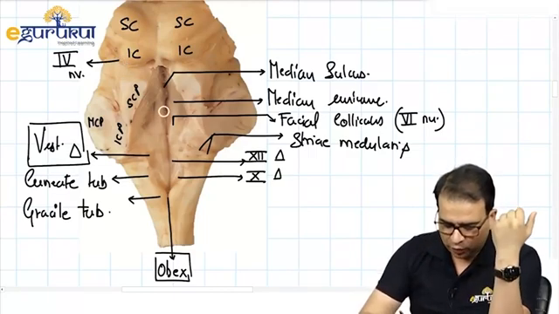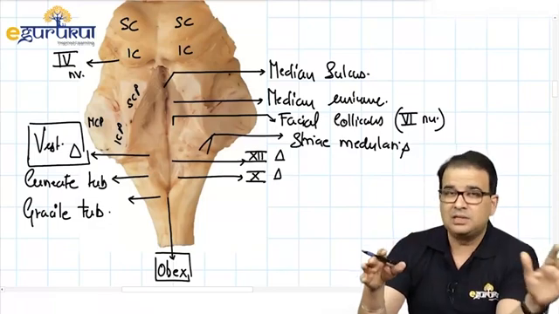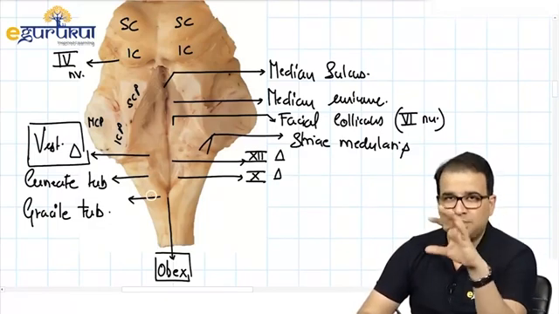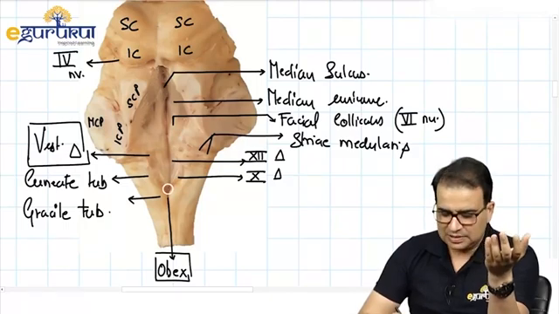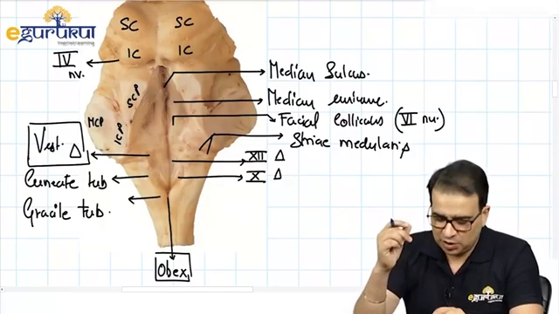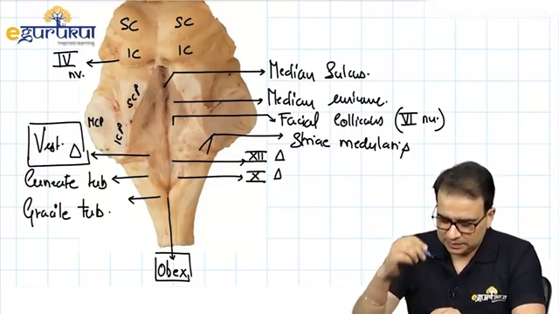In the floor of the fourth ventricle, the boundary is formed by the superior and the inferior cerebellar peduncle; the middle one stays outside. The two tubercles, the gracile tubercle and cuneate tubercle, also form the boundary. The midline sulcus is the median sulcus. You will see a median eminence also, and on the lower part of the median eminence, you will see the facial colliculus, which is formed by the facial nerve winding around the abducens nucleus.